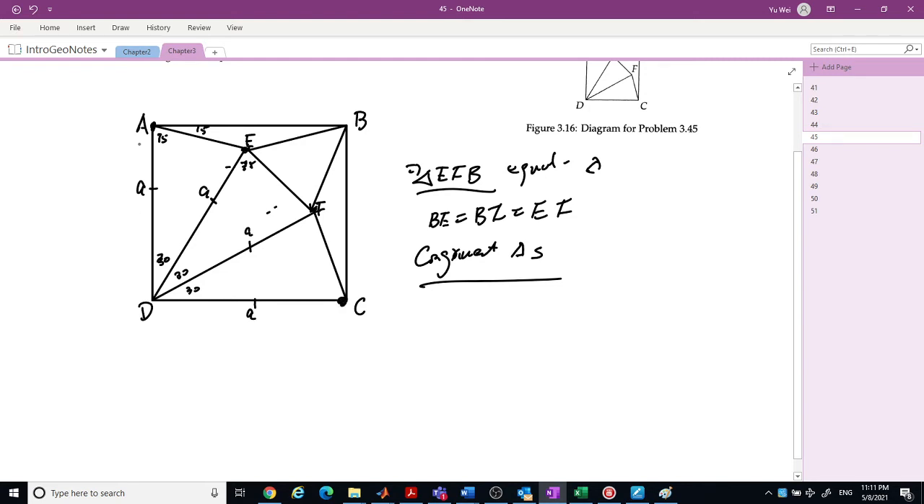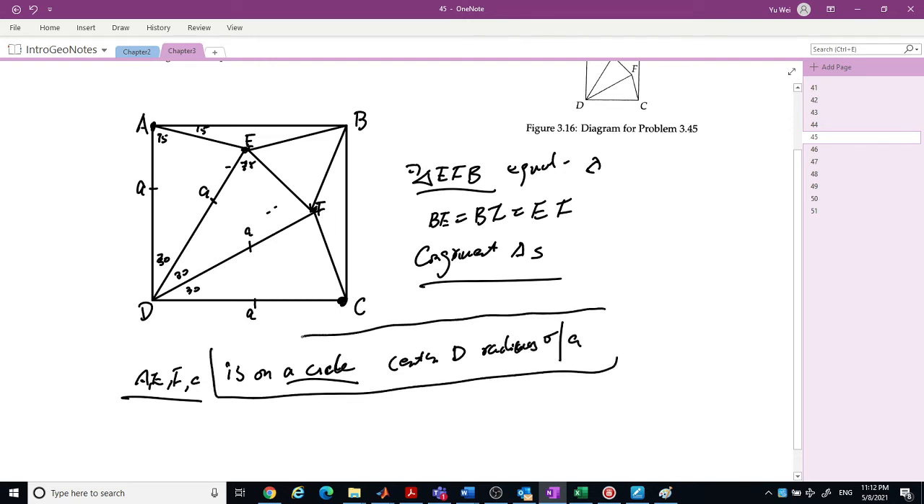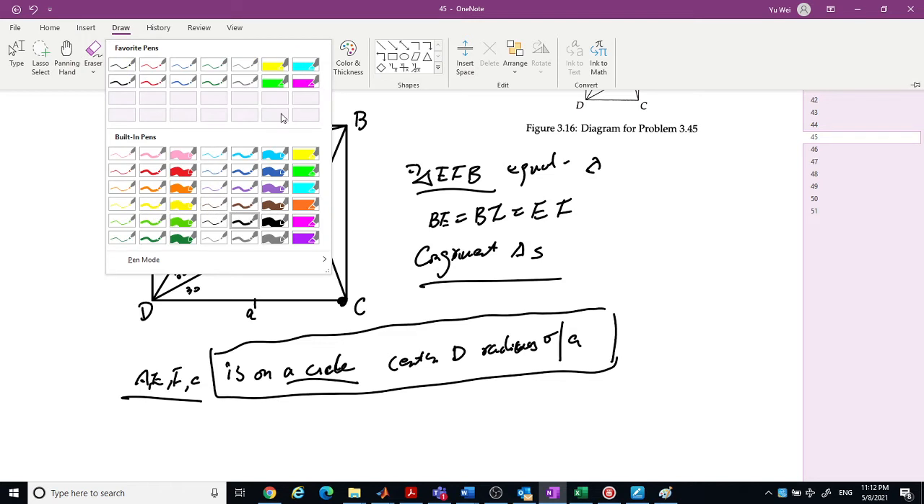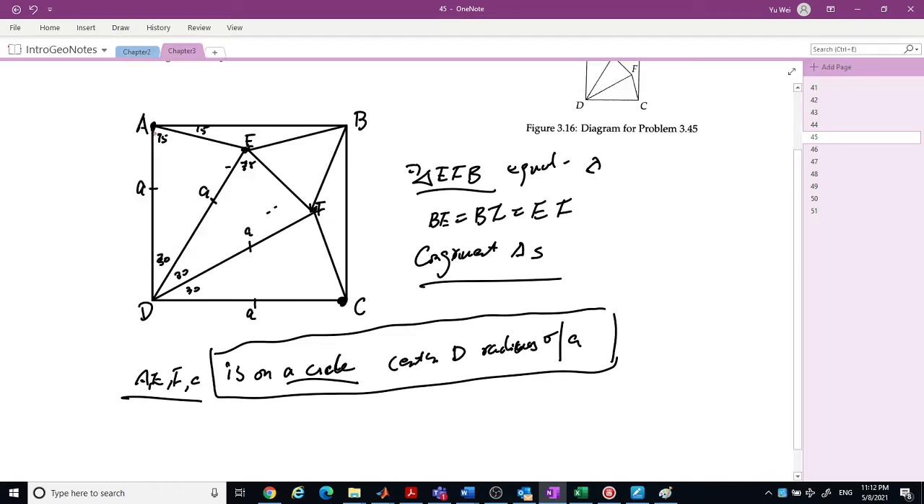A, E, F, C. DA, DE, DF, DC, they are all equal to the A's, right? So A, E, F, C are on a circle with the center of D and the radius of the A. So basically these 4 points are concyclic. When you learn the circle, you will see how important these concyclic things are.